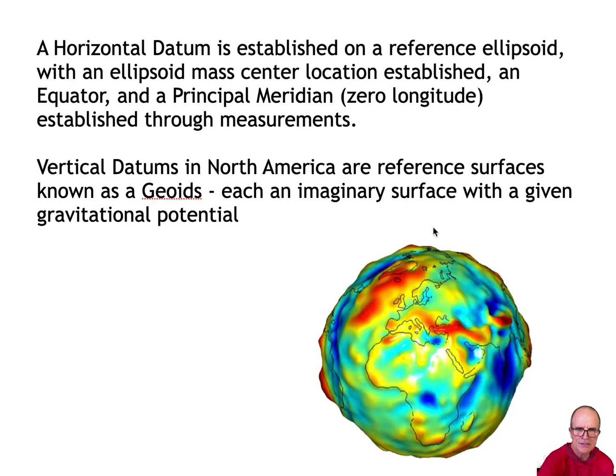These geoids are an imaginary surface at a given gravitational potential. Right? So we have a reference ellipsoid. What we're doing is saying, what's the height of the pull of gravity for a standard pull of gravity relative to our ellipsoid. So we measure gravity above the surface and infer down to where that standard pull of gravity is.